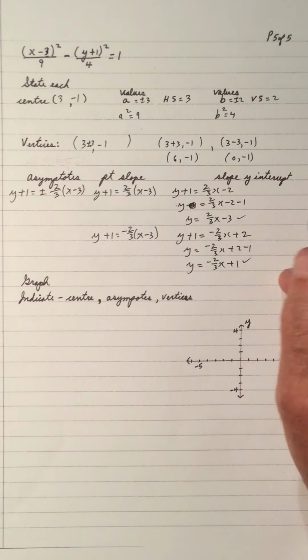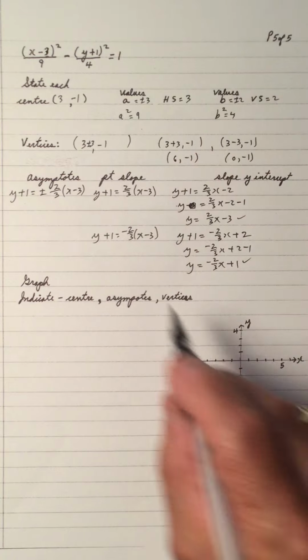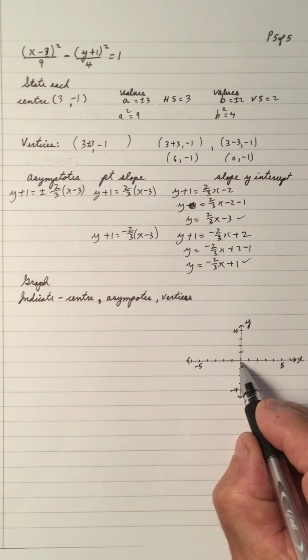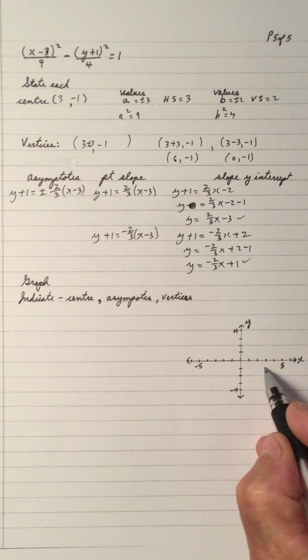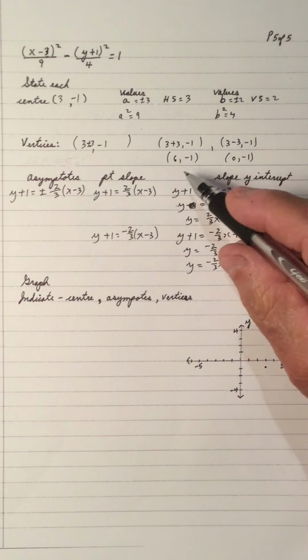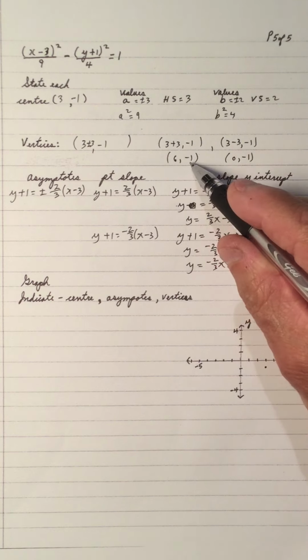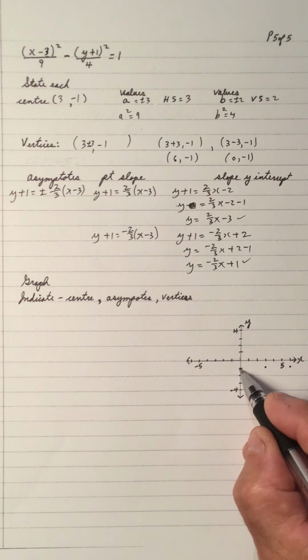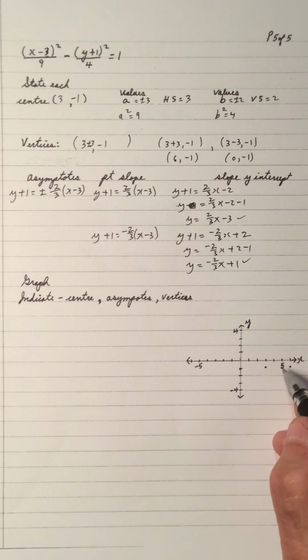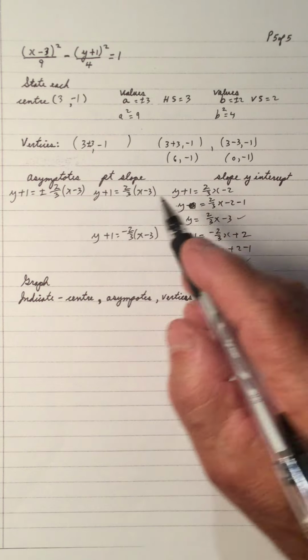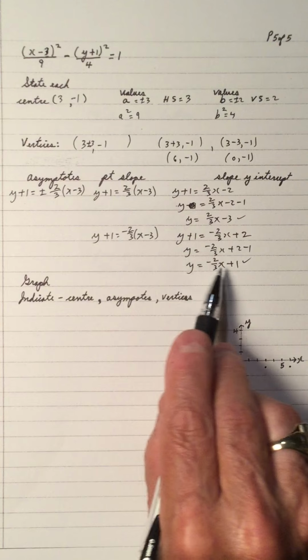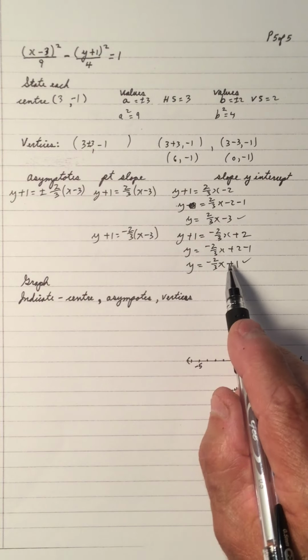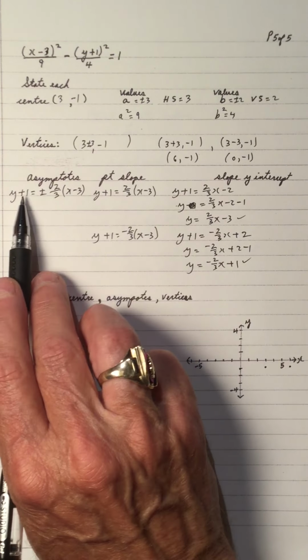So we'll graph now, indicating the center is 3, negative 1. The center is x is 3, y is negative 1 right there. The vertices are 6, negative 1, and the other vertex is 0, negative 1. So this is the center. Now we'll plot the asymptotes. We can do it from here or we can do it individually, your choice. It makes no difference. If you do it from here, we plot it from the center.